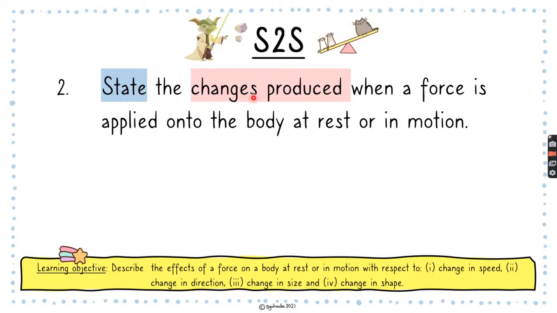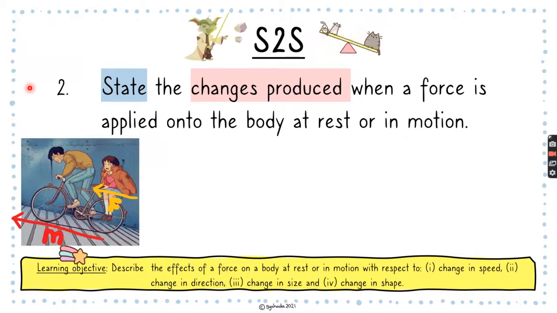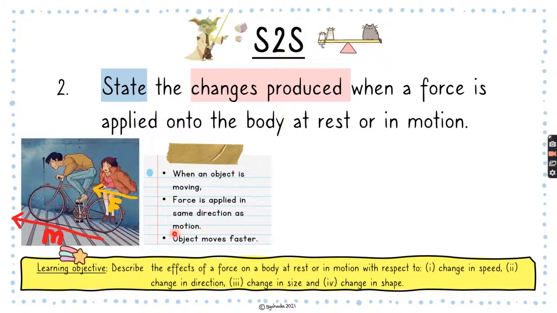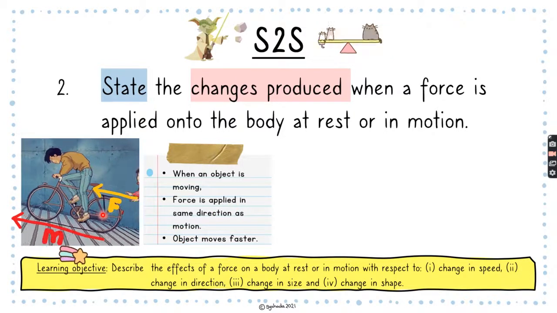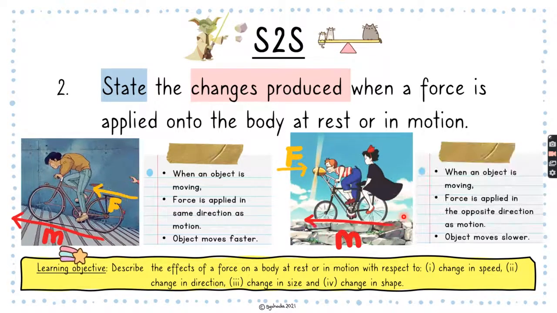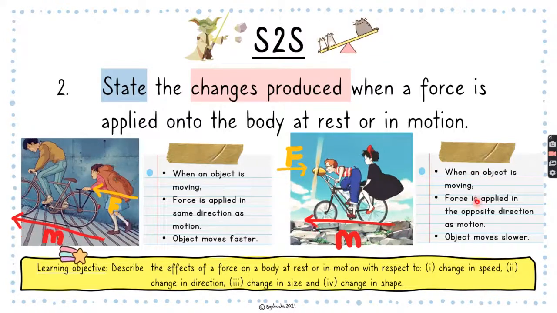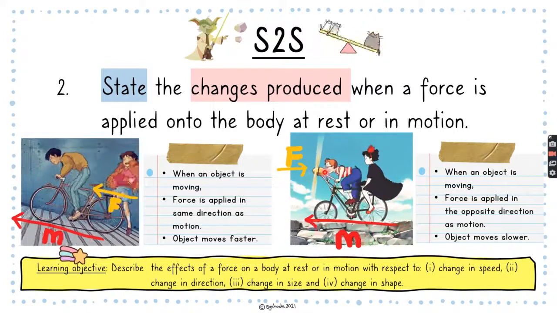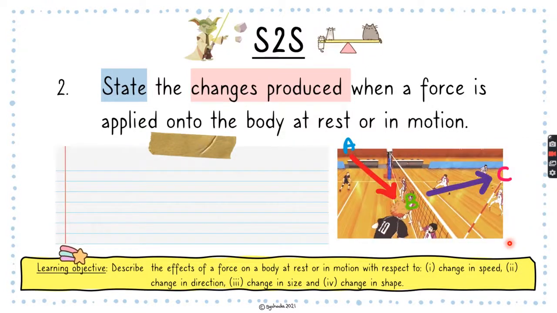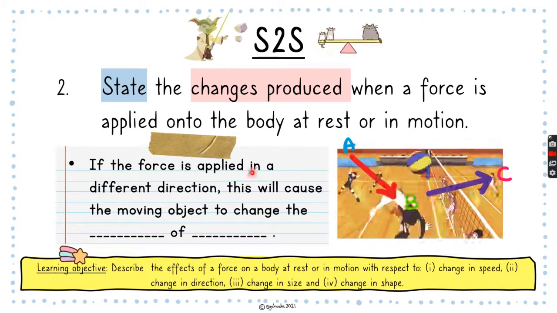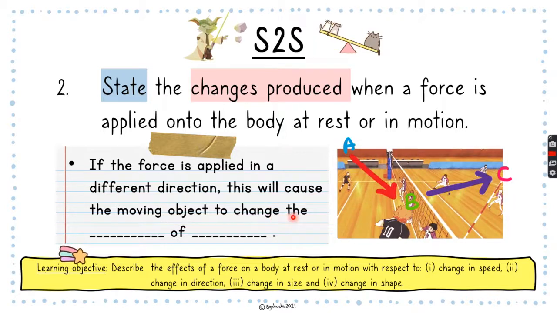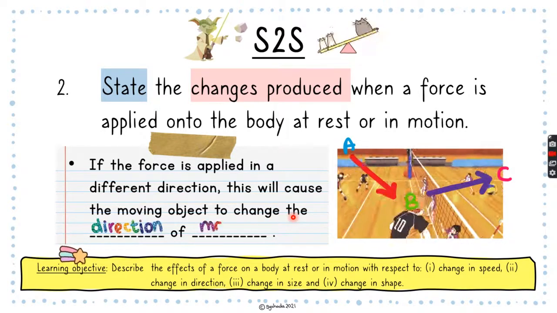Second learning objective, we need to talk about the changes that are produced. So for example, when an object is moving and a force is applied in the same direction as motion, the object moves faster, or the speed increases. Secondly, when you have an object that is moving and a force is applied in the opposite direction as motion, the object becomes slower. Third, if the force is applied in a different direction, this will cause the moving object to change the direction of motion.